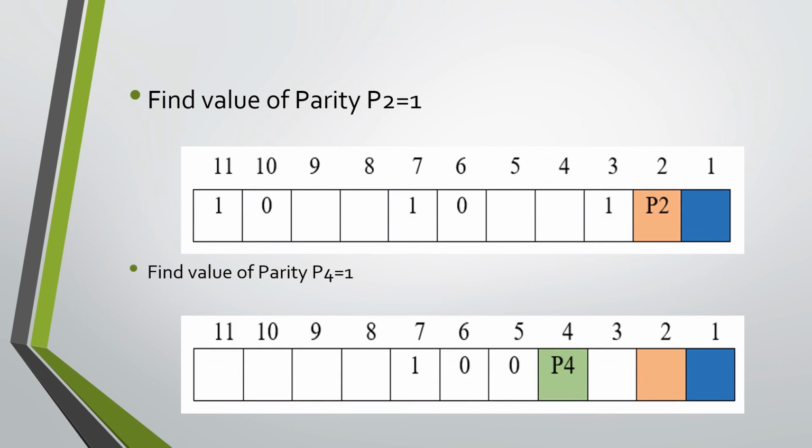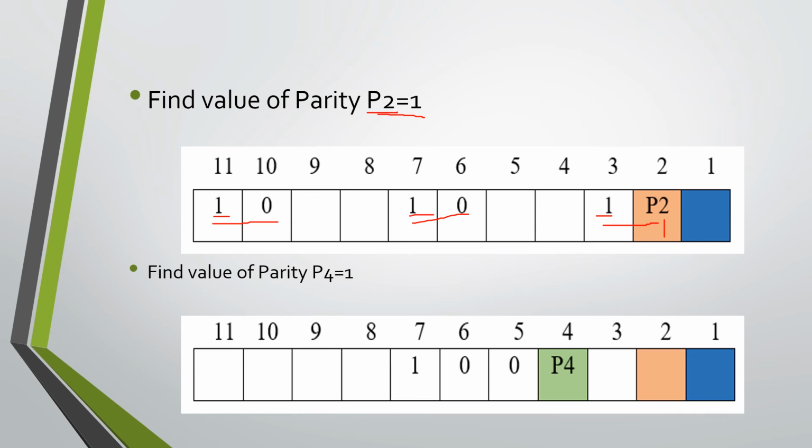Then next find the value of P2. Use positions 2, 3, 6, 7, 10, 11. When we count the number of 1s from those positions, the number of 1s is 1, 2, 3, which is odd. So to make it even, put the value of P2 as 1 to make it even parity. So the value of P2 is 1.